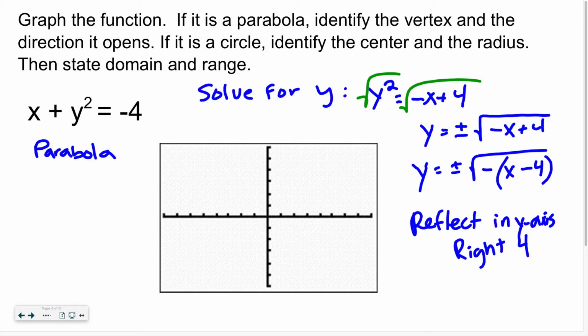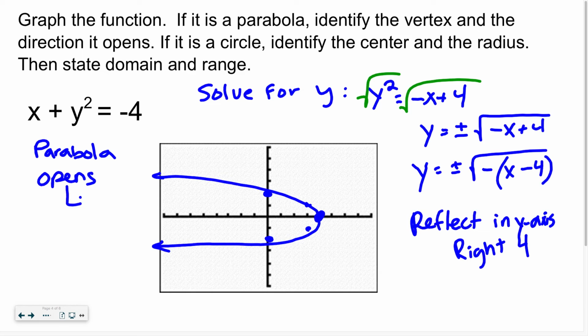When we put 4 in, that's the square root of 0. So we're just going to shift our whole graph right 4. And that's that point. That's going to be our vertex. And then we said it's going to go to the left because it's reflected in the y-axis. So I can go left 1 up 1, left 1 down 1, left 4 up 2, down 2, left 4. And there's my parabola. It opens left.